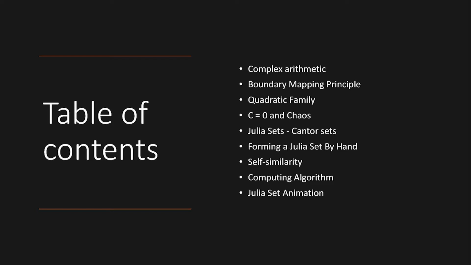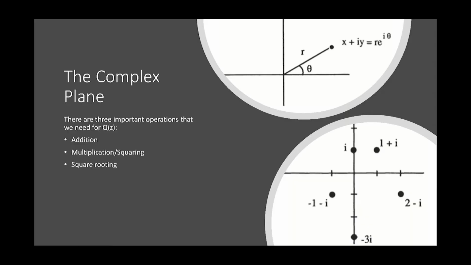So this is exactly what we'll be talking about today. We have complex arithmetic, the boundary mapping principle, the quadratic family of the Julia sets that we'll be focusing on, C equals 0, and a bit of the chaotic stuff that we have been talking about in our class. Julia sets, a specific type of Cantor sets, how to form a Julia set by hand, self-similarity, how to compute an algorithm, and some Julia set animations that we have computed for you guys today.